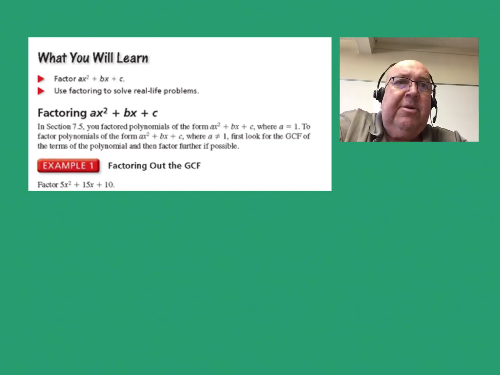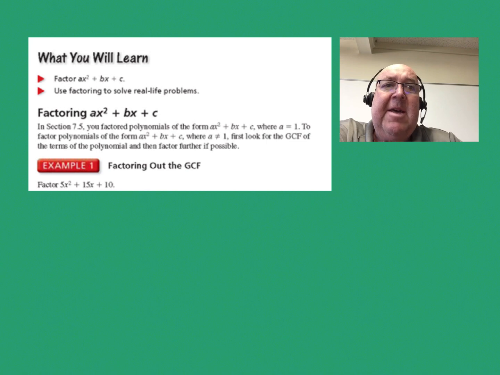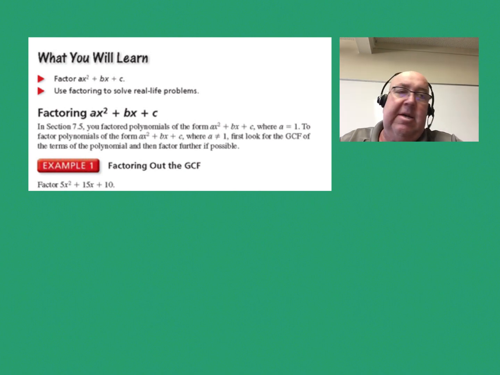Okay, now we're going to get a little bit more complicated, but not too terribly bad. First off, we're going to be factoring where we have a leading coefficient that's not 1. One of the things we can look for is a greatest common factor.